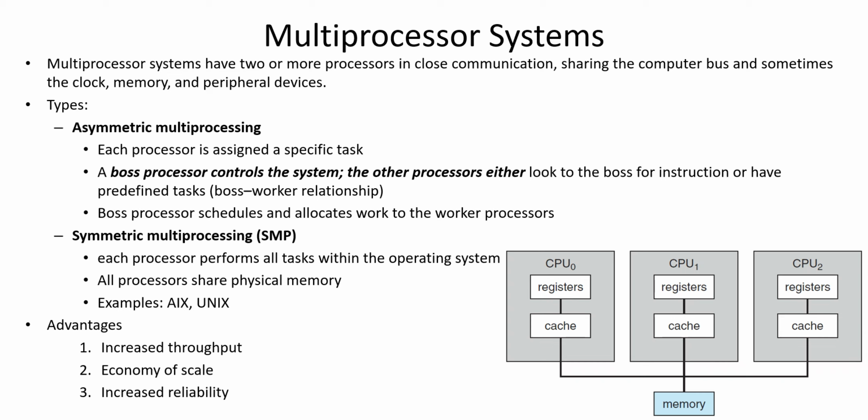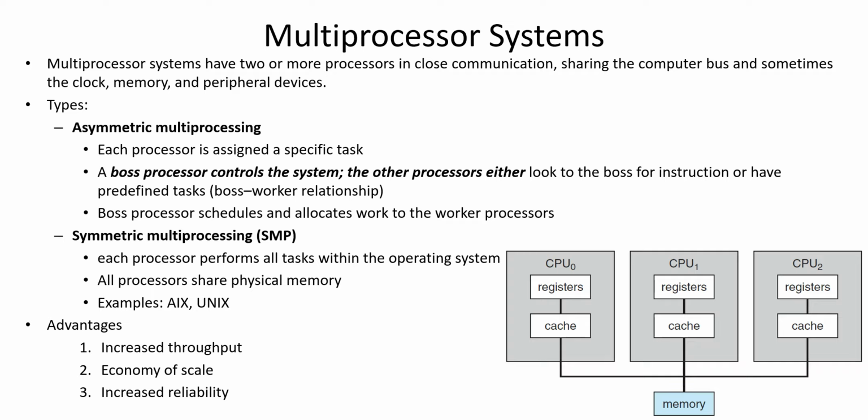Now let's talk about multiprocessor systems. These are systems with two or more processors in close communication, sharing the computer bus, and sometimes even sharing the clock, memory, and peripheral devices. There are two major types. First, asymmetric multiprocessing, where each processor is assigned a specific task. In this setup, a boss processor controls the system while the other processors either look to the boss for instructions or carry out predefined tasks. This is often called a boss-worker relationship, where the boss processor schedules and allocates work to worker processors.